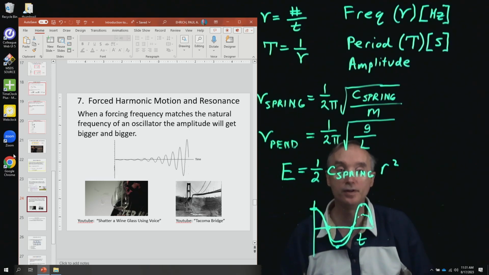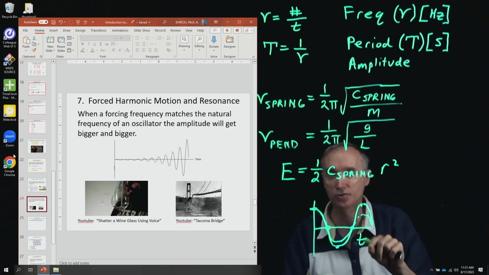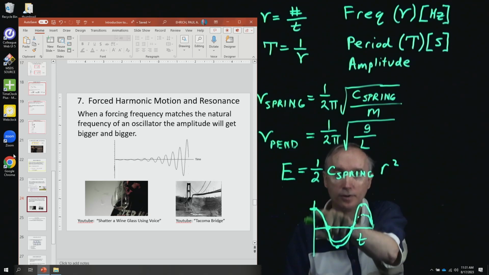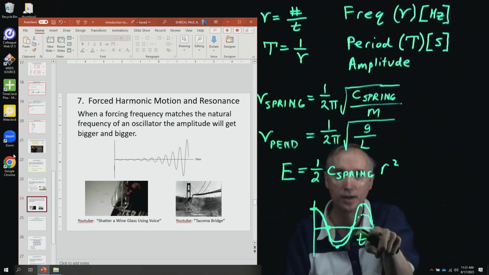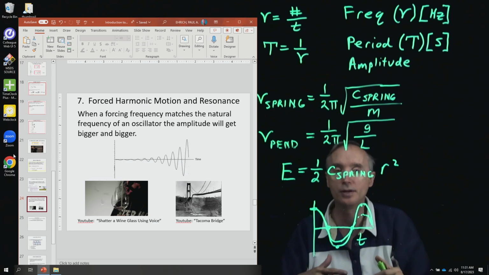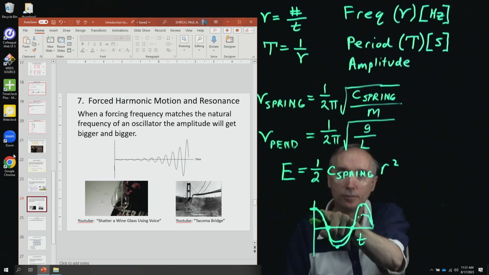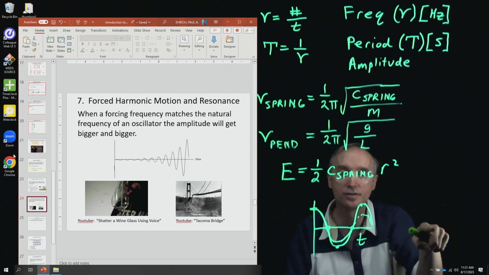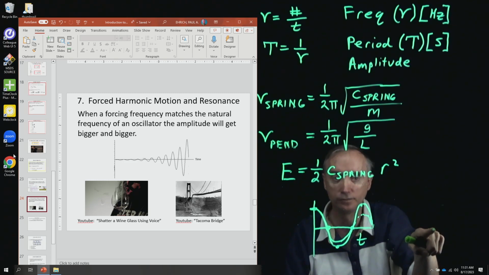Okay, in our previous segment, we talked about damped harmonic motion, and we said that the amplitude gets smaller and smaller as time goes on. So in this graph here, we have the amplitude going up and down, time is going sideways, and if something is being damped, the amplitude is getting smaller and smaller and smaller until finally it goes to zero.